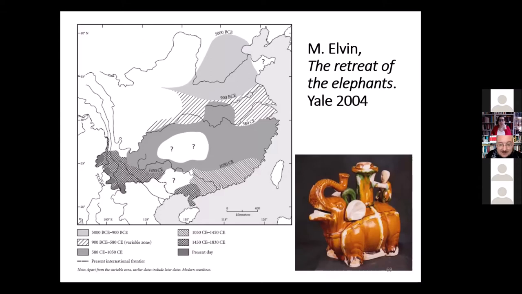However, and here we make a return to the elephants, this also resulted in a further retreat of the elephants. And this is the title of Mark Elvin's Environmental History of China. In antiquity, elephants were even found in northern China. By the 6th century CE, they had retreated to the south of China. And during this process of settlement, they retreated even more to the southernmost parts of China. So elephants more or less disappeared over the centuries from large parts of China.